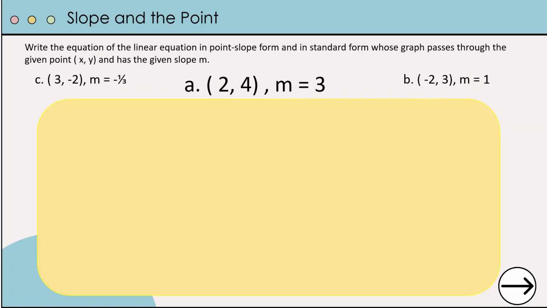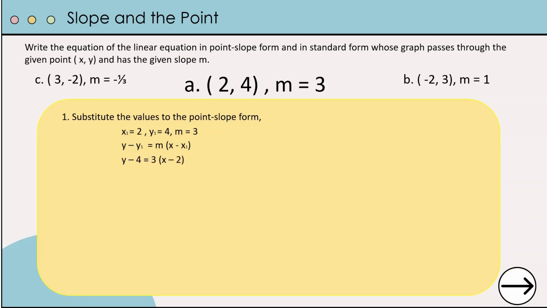Let's have letter A. Our first step is to substitute the values to the point-slope form. Our given, we have x sub 1 is equal to 2, y sub 1 is equal to 4, and the given m is equal to 3. The point-slope form is y minus y sub 1 is equal to m times x minus x sub 1. We simply substitute, this becomes y minus 4 is equal to 3 times the quantity x minus 2.